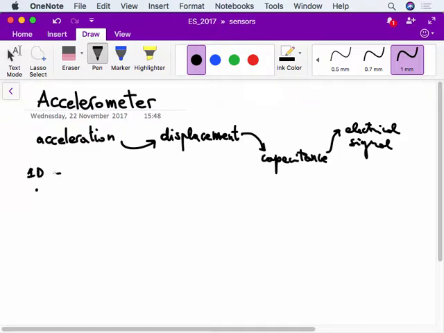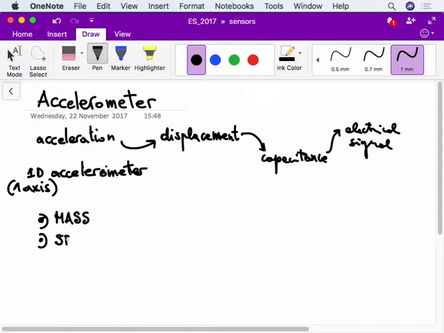and we consider a 1D accelerometer. So we measure the acceleration along one axis. Accelerometer, 1D or one axis accelerometer, and we need a mass, then we need a spring, and we need a damping term, some subsystem that provides damping to the oscillations.